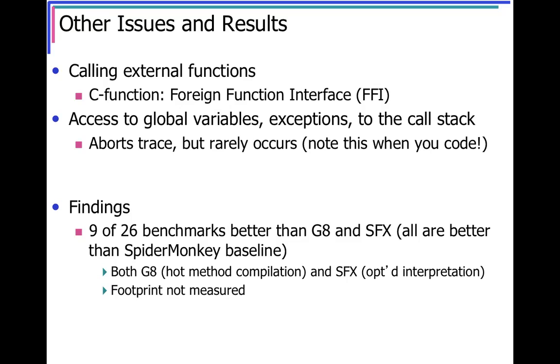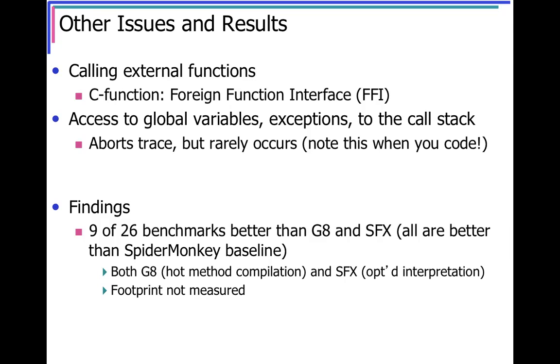Other issues that the paper points out that I think are interesting and good for you to understand are how it handles calling external functions. It turns out that dynamic languages call external functions using a foreign function interface, or FFI, quite often. Typically, these high-level languages call C functions to get performance out of their languages. And crossing this foreign function interface introduces a lot of optimization challenges when we're trying to compile JavaScript. The other challenges that we face are access to global variables and when exceptions occur.